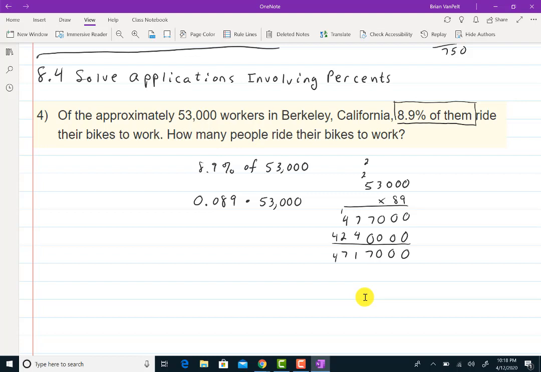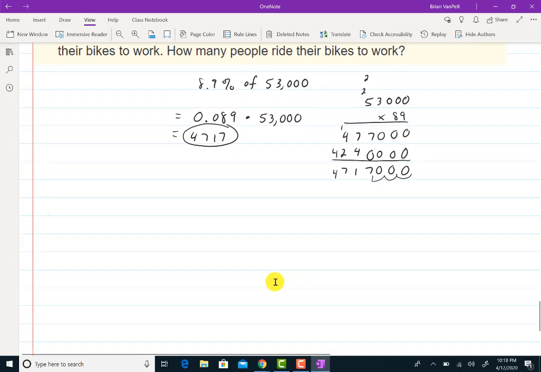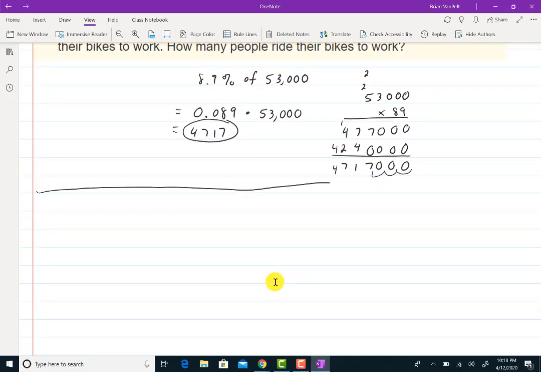And what do I end up with? Well, when I did the 0.089, that's 3 decimal places that I have to take out of here. 1, 2, 3. And it looks like I will get 4717. That's how many people ride their bikes to work. That was a pretty easy problem.